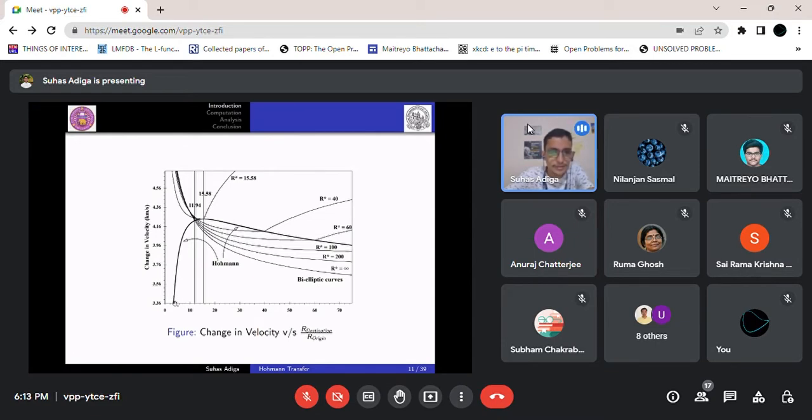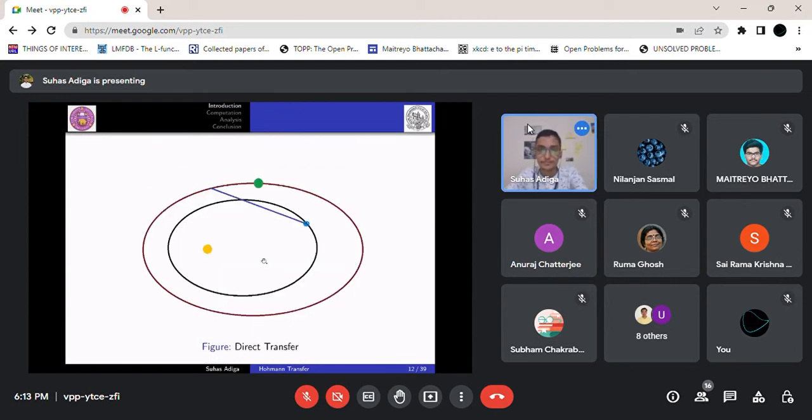Let's say this is around 4 astronomical units. Then you can see that this is around 3.56 kilometers per second. But if you were about to do the bielliptic transfer, then this is around 4.56. That is, you are spending more energy here in bielliptic. Whereas post 11.94, you can see that all the bielliptic curves are below the Hohmann curve, so bielliptic is more efficient in this case.